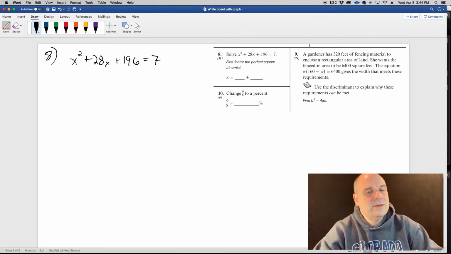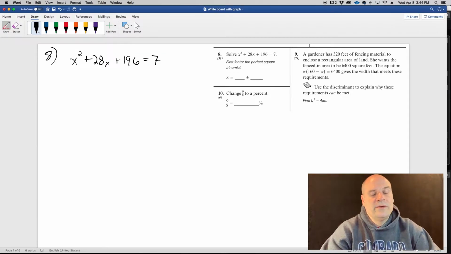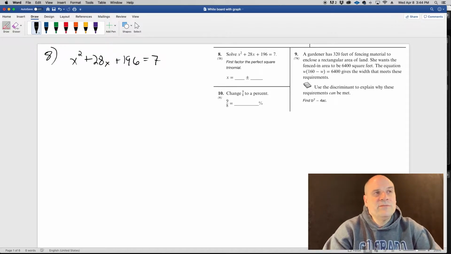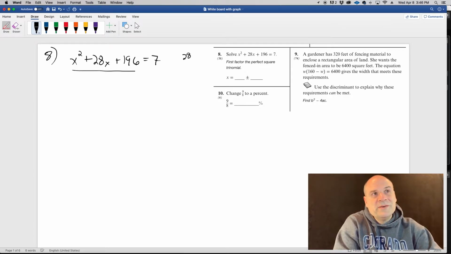All right, so you have the option to either use the quadratic formula, solve by completing the square, or try to solve by factoring, but unfortunately this is not factorable. So let's solve by completing the square. I'm saying that because this is already a square trinomial, because we know that 28 divided by 2 squared is 196. So now all we have to do is factor this side.